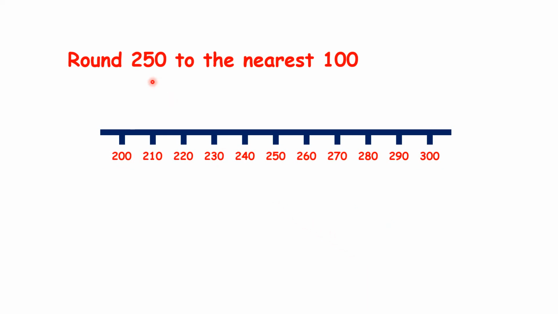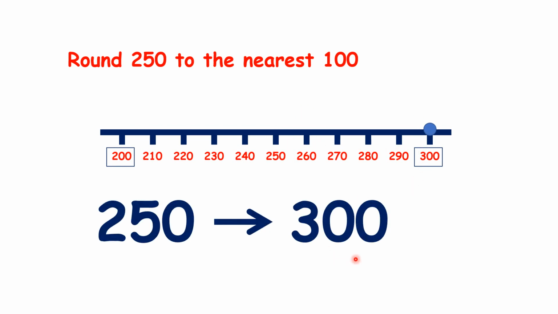So finally, what is 250 to the nearest 100? It's exactly in the middle of 200 and 300, so it rounds up to 300.